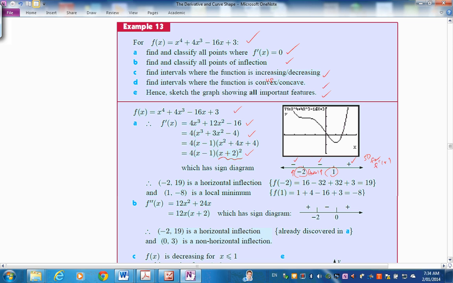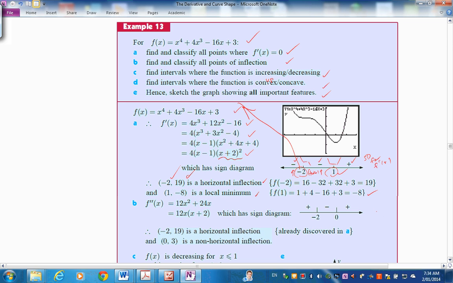So we can actually plot this a little bit. Negative, flattening, negative, negative, flattening, positive. Okay, so we've got a horizontal point of inflection at -2. Sub it back into the function to get 19, and we've got a local minimum at 1, and sub that back to get -8. Okay, so we've got the first answer.